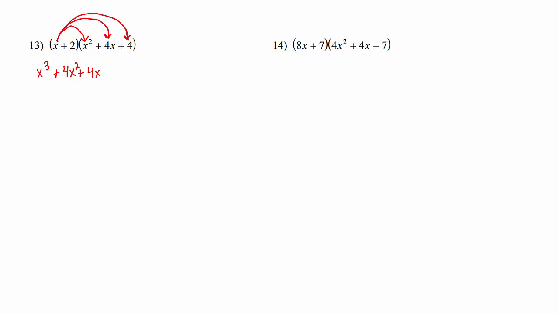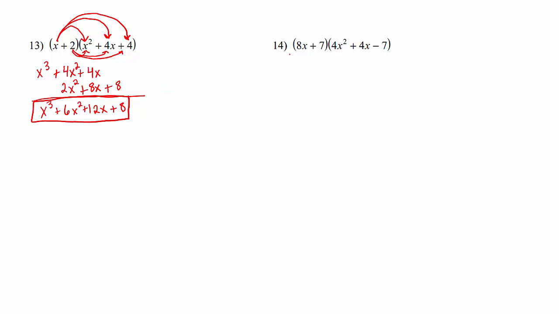Then we're going to do the same thing with the 2. And I'm going to be strategic about this. 2 times x squared, I'm going to write that underneath this other x squared so that here in a second I can just add in my columns. Then I'm going to do 2 times 4x, which is 8x. And then I'm going to do 2 times 4, which is 8. So the x cubed doesn't have anything to add with. The x squareds add together. And then 4 and 8 add together and get 12. The 8 doesn't have anything to add with, so this would be my answer.